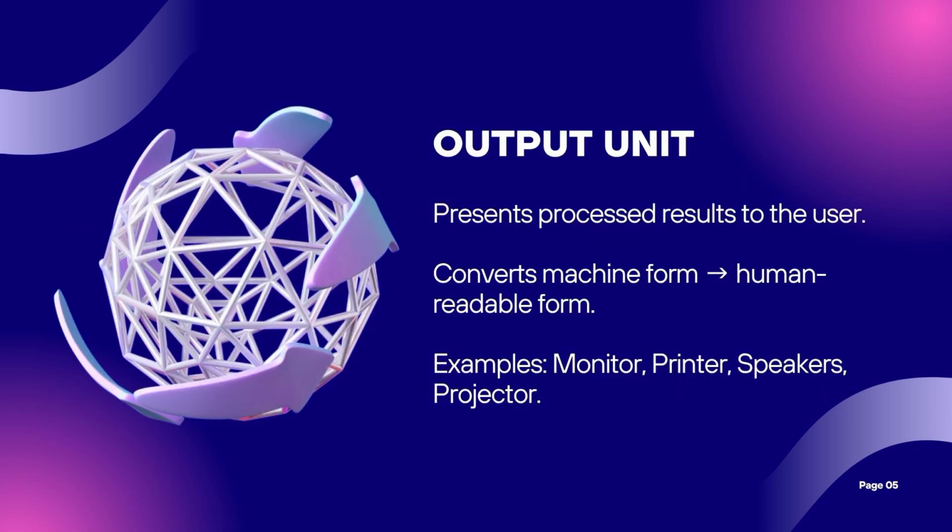Once the computer has processed data, we need a way to see the result. That's the job of the output unit. It takes the processed information from the computer and presents it to us. It performs the reverse operation of the input unit. It converts machine's binary code back into human readable format, like text on a screen, a printed document, or sound. The most common output devices are monitors, printers, and speakers.